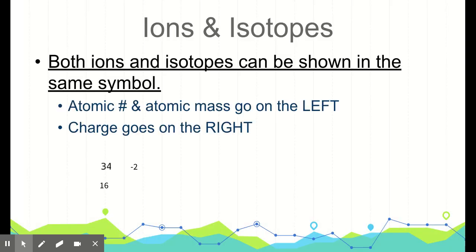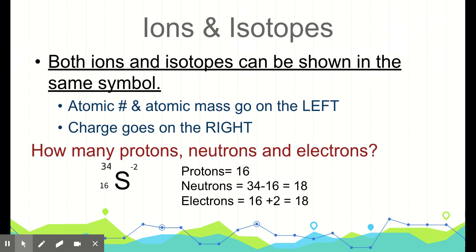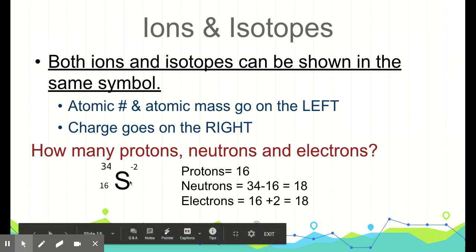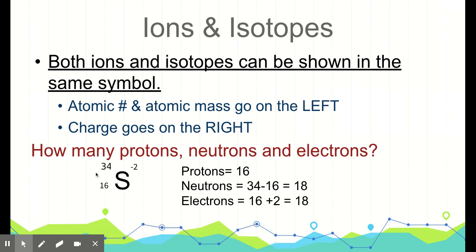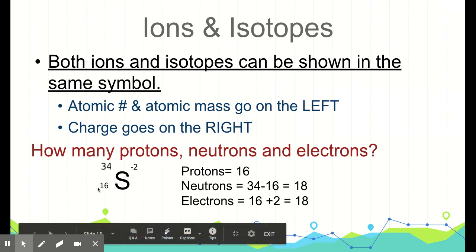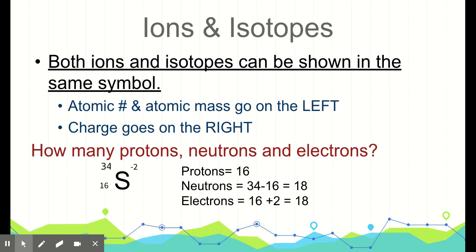Okay, so with your ions and your isotopes, both can be shown on the same symbol. So if you have something that is an isotope, but it's also an ion, you can write that all in one place. So for this, you'd have the letter symbol here. Your atomic mass goes in the top left corner, your atomic number goes in the bottom left corner, and then your ion charge goes in the top right corner. So you can use this information to read and calculate some other information.